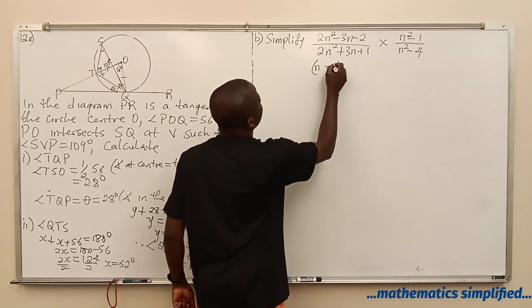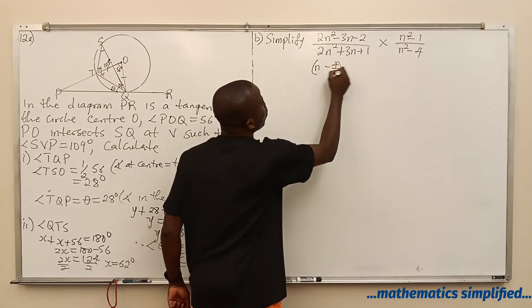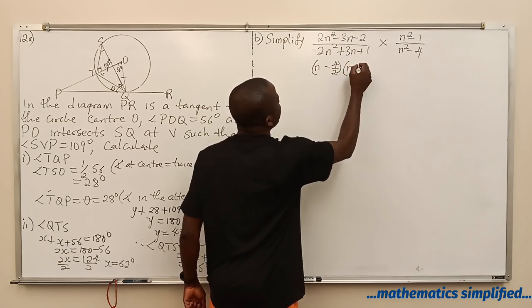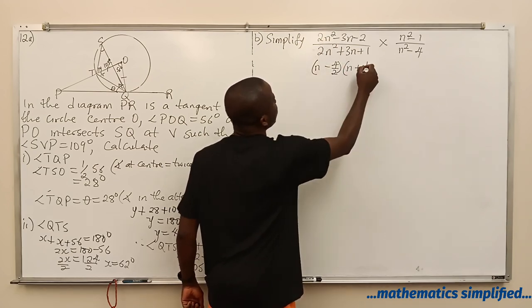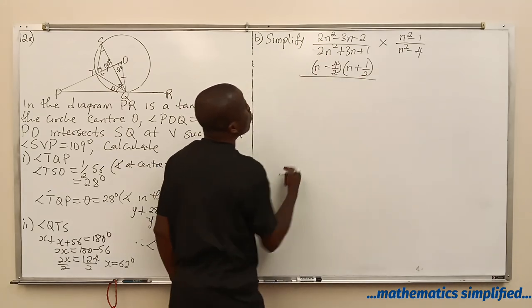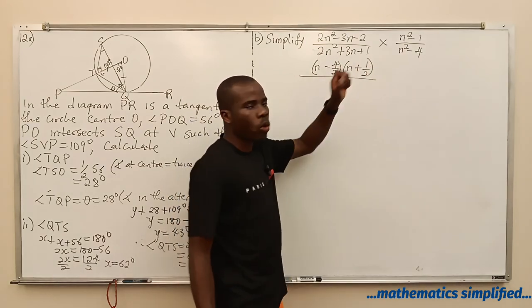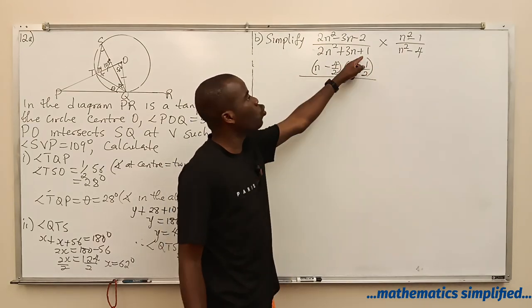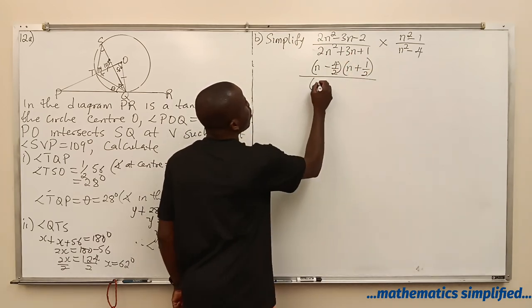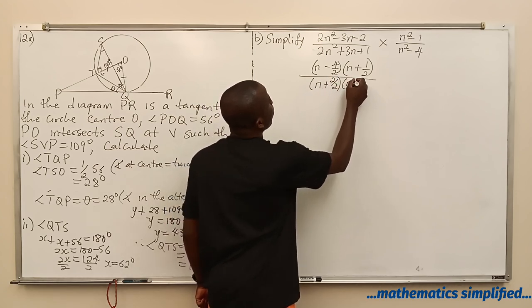n minus 4, because there's a coefficient here which is not 1, which is 2, we divide by 2. n plus 1, the same thing, divide by 2, over. In this place, we do the same thing. We multiply 2 by 1, you have 2. Two numbers you can multiply to get 2, and when you add them, you get 3, will be 2 and 1. So that here will be n plus 2 over 2 and n plus 1 over 2.